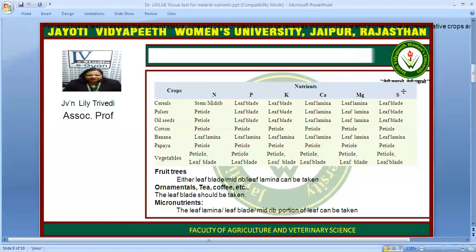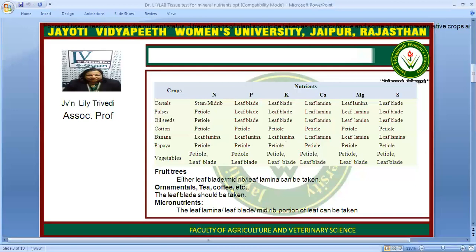for the deficient nutrient. For example, in cereal crops, for nitrogen deficiency, we take the stem midrib. For phosphorus, the leaf blade is taken. For potassium also, the leaf blade is taken. In different crops, there is a difference in the tissue which is taken. But usually for nitrogen, the petiole and stem midrib is taken. For phosphorus and potassium, the leaf blade, petiole and leaf lamina is taken. As you study this table, we find that usually the leaf, the leaf petiole or the leaf blade is taken for tissue test.